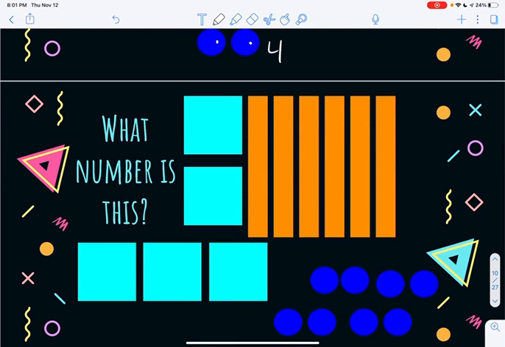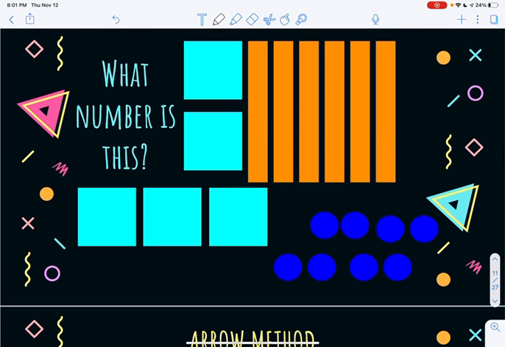Alright, let's look at this one. What number is this? The first thing I want to ask is, how many hundreds are there? Let's count them. 1, 2, 3, 4, 5. So we have 5 hundreds. Alright, so I'm going to put 5 hundreds down here, and we'll see what that's equal to.